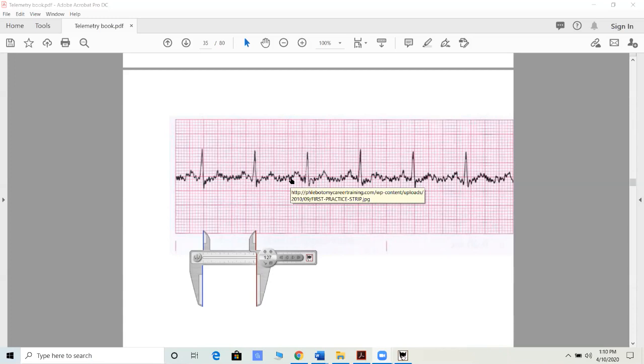Roughly around 250 atrial rhythm. And that's not unusual to have a 250 rate atrial rhythm when you're looking at atrial flutter. That's what we're looking at here. This is atrial flutter. These are called flutter waves.